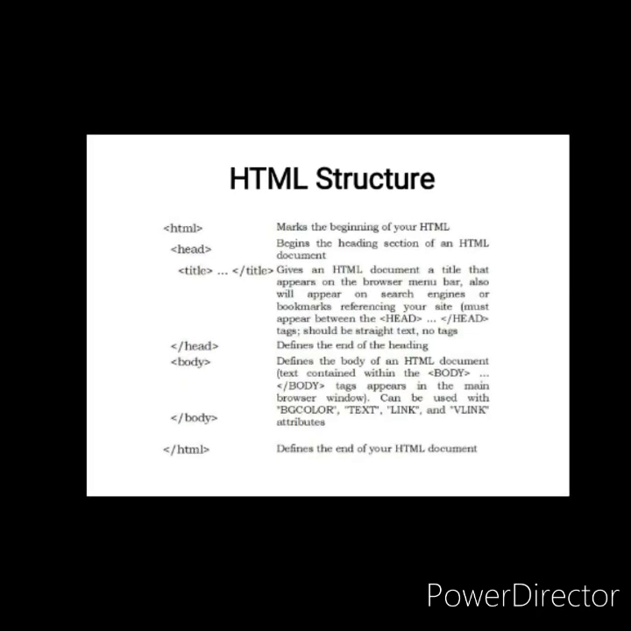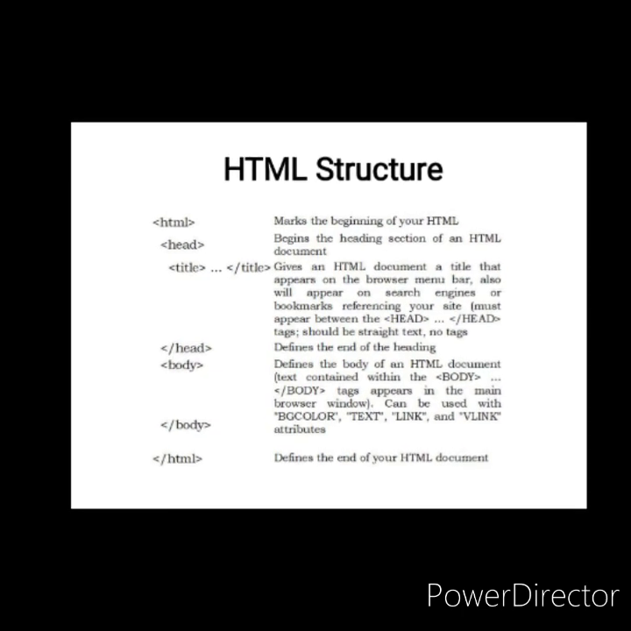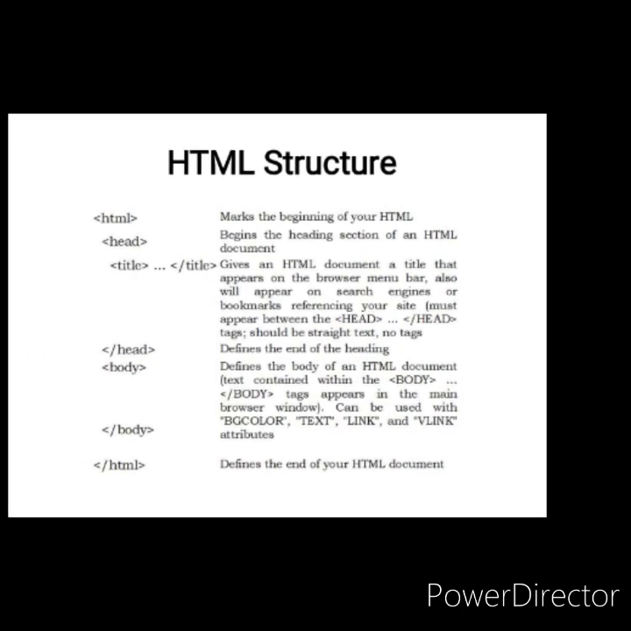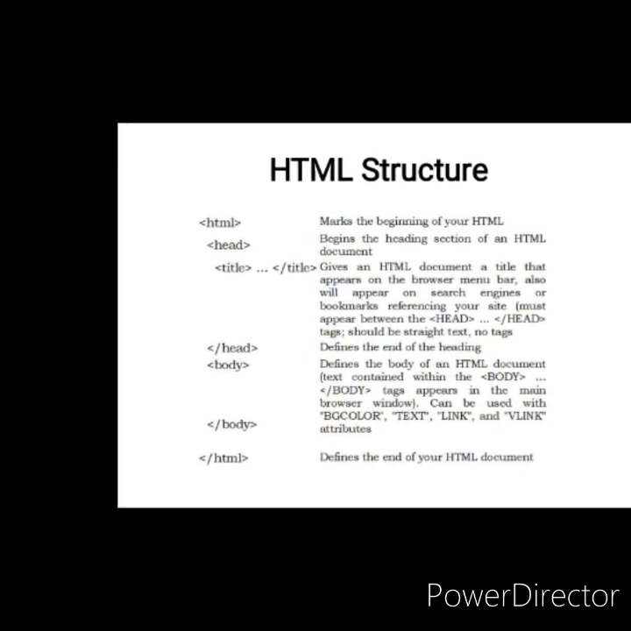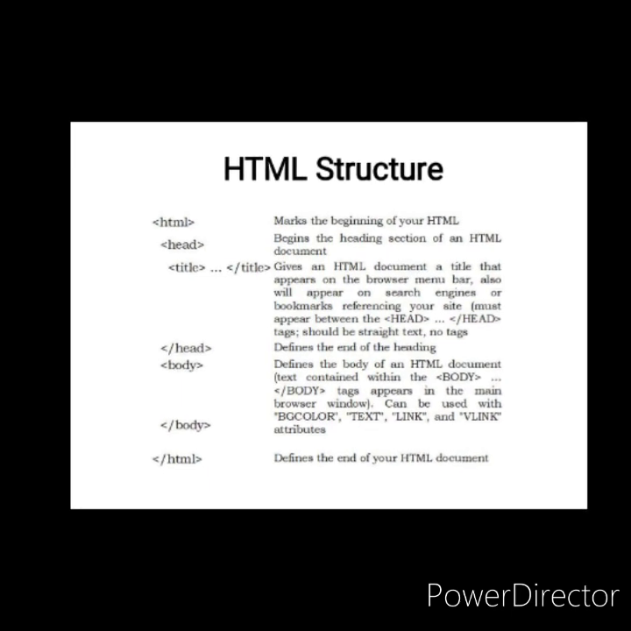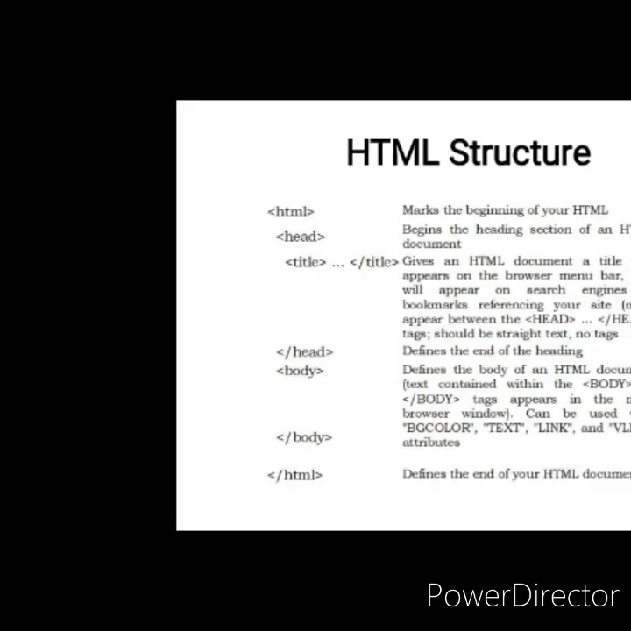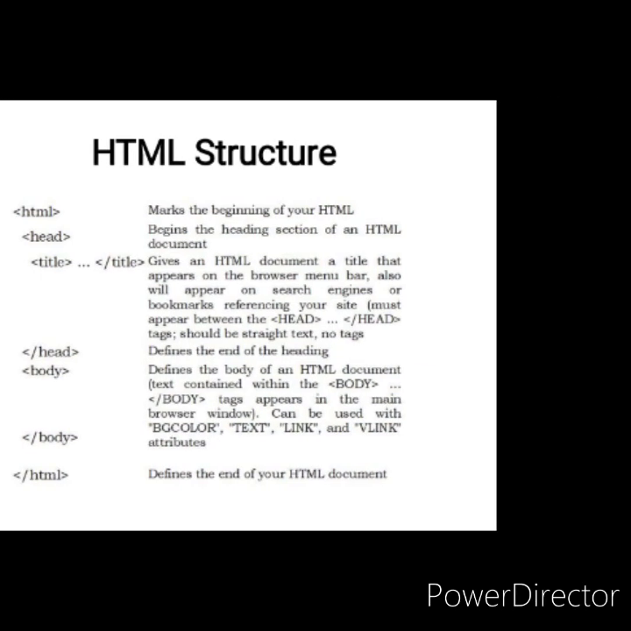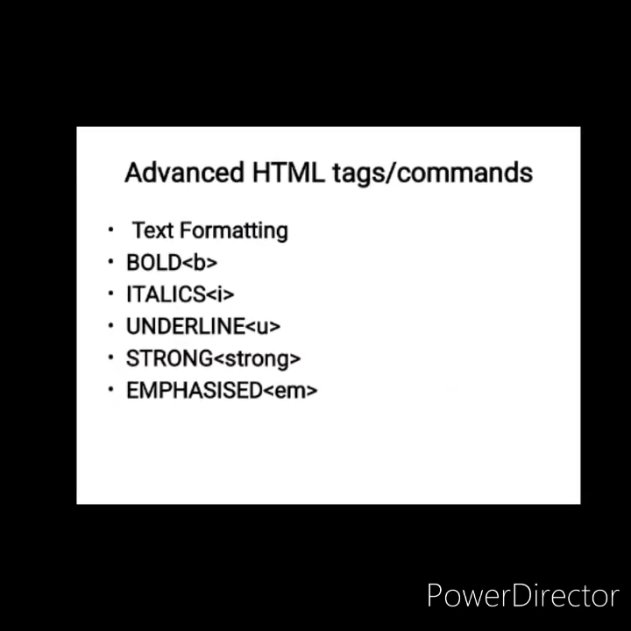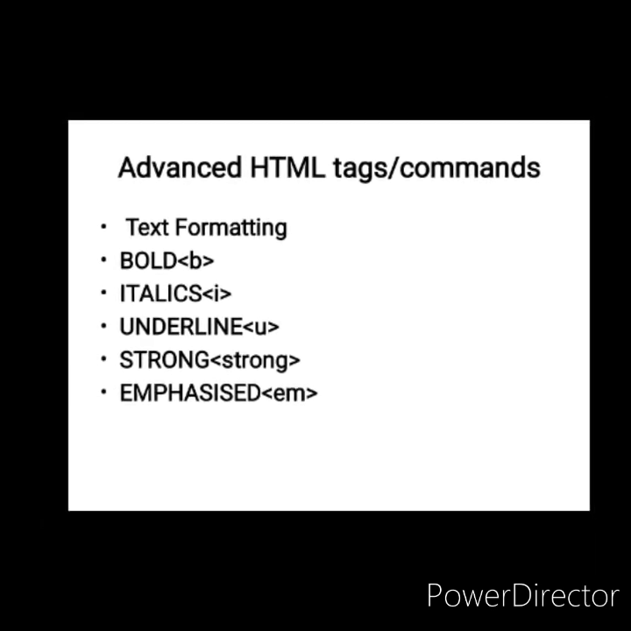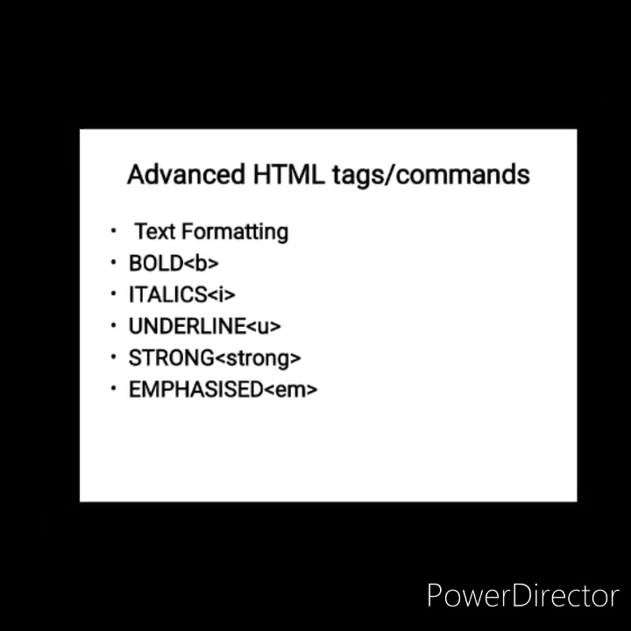So this is how exactly the structure of the HTML document looks like. Now let us move to the next topic, that is called the advanced HTML tags. In advanced HTML tags, you have various tags that are available. The first kind of advanced HTML tag is called the text formatting tags.